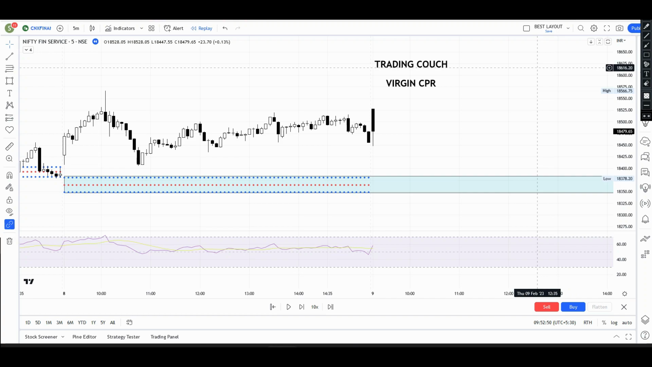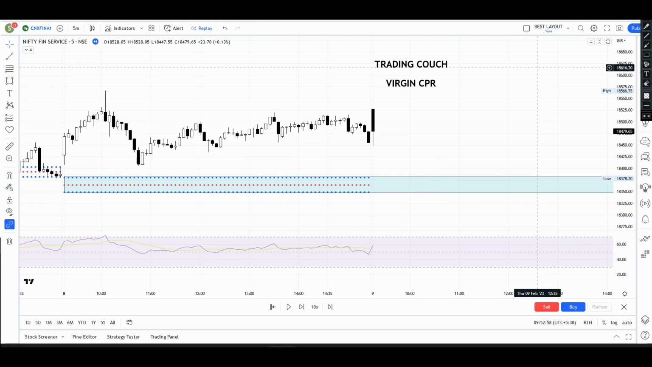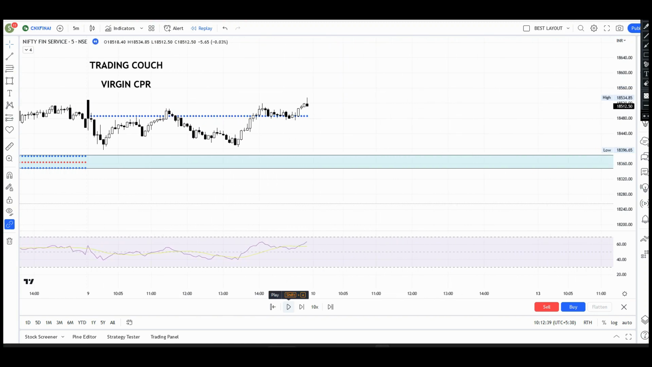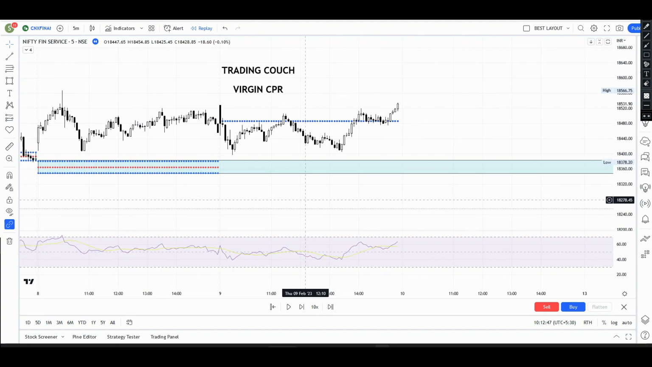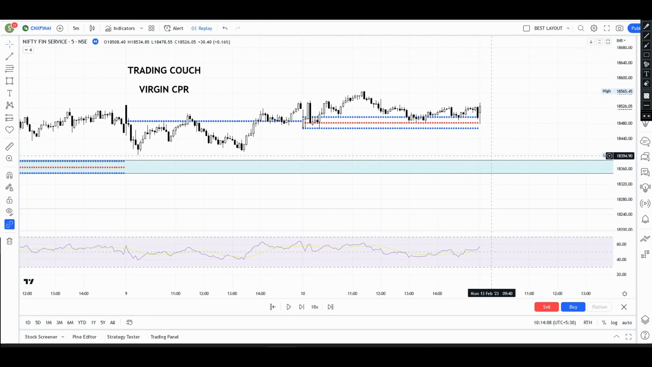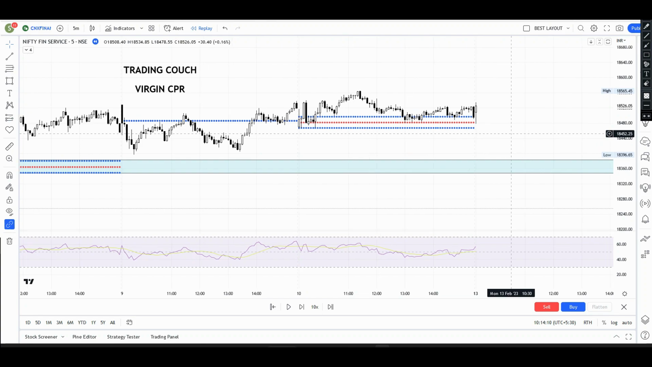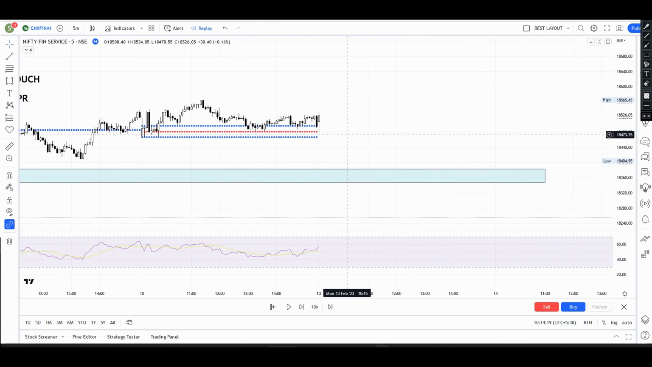So here we have found one virgin CPR, and as the day progressed, the CPR was not tested by the index. So we'll see when the virgin CPR will be tested. You can see that the next day the virgin CPR was not tested by the index. So let's wait and see whether the virgin CPR will be tested the next day. You can see that even on the subsequent day, the CPR was not tested, but the price remains within the limits of the CPR. So let's see whether the CPR will be tested on this given day.